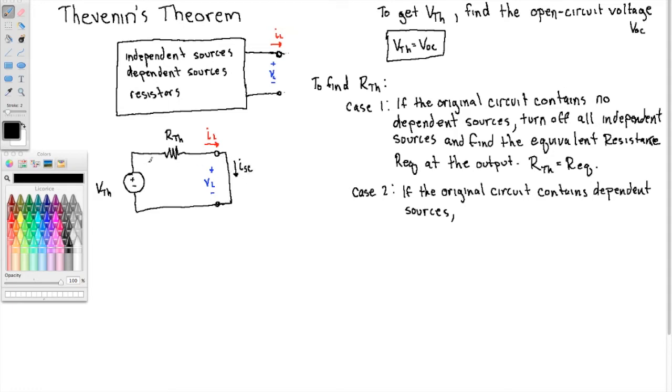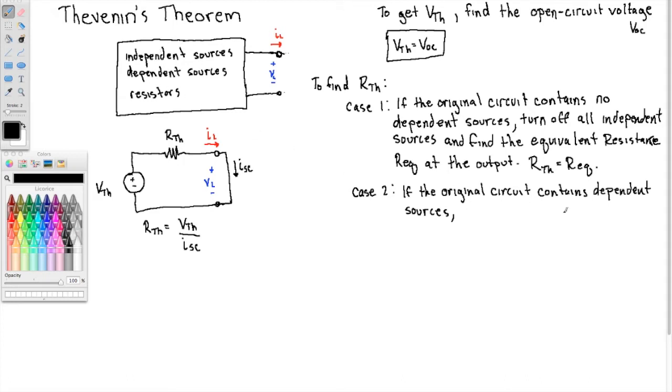Then notice the Thevenin resistance can be found in a different way. It must be, from Ohm's law, the Thevenin voltage, which is across the Thevenin resistance, divided by whatever that current is, ISC. Okay? This method works for any circuit containing these three things.